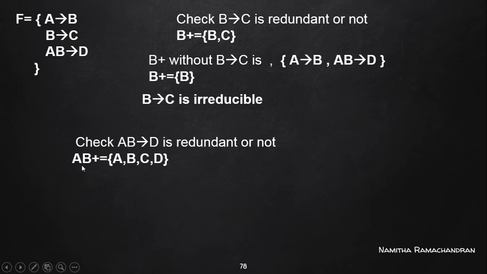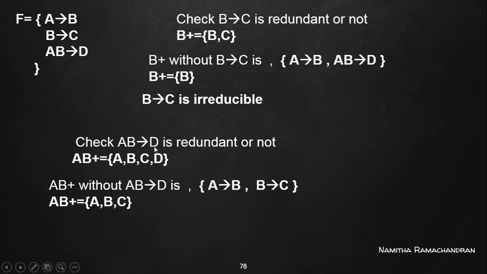For that, first find the AB closure using this set. AB closure is AB directly added in the closure set. Then we can derive C, and A, B can together derive D. So after that, without AB implies D, find out the AB closure again. Without AB implies D, this F becomes A implies B and B implies C. Okay, the AB closure becomes A, B, C. A, B and B can derive C.